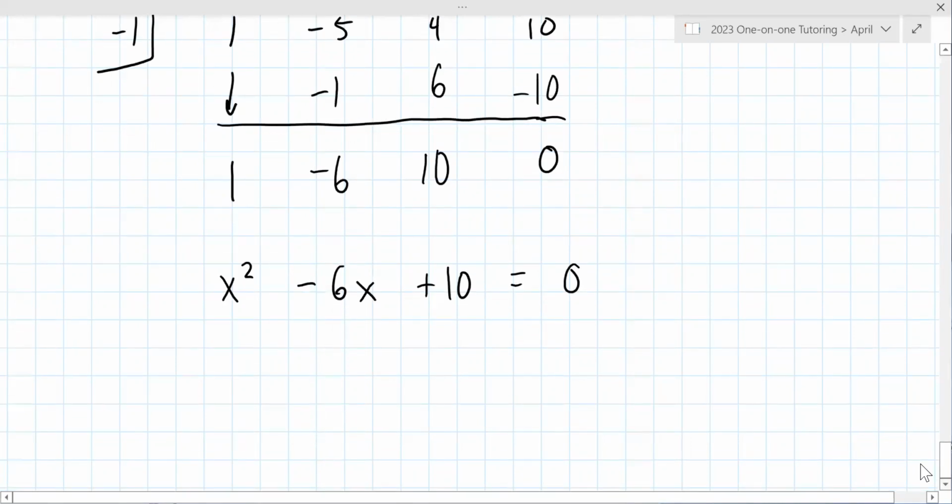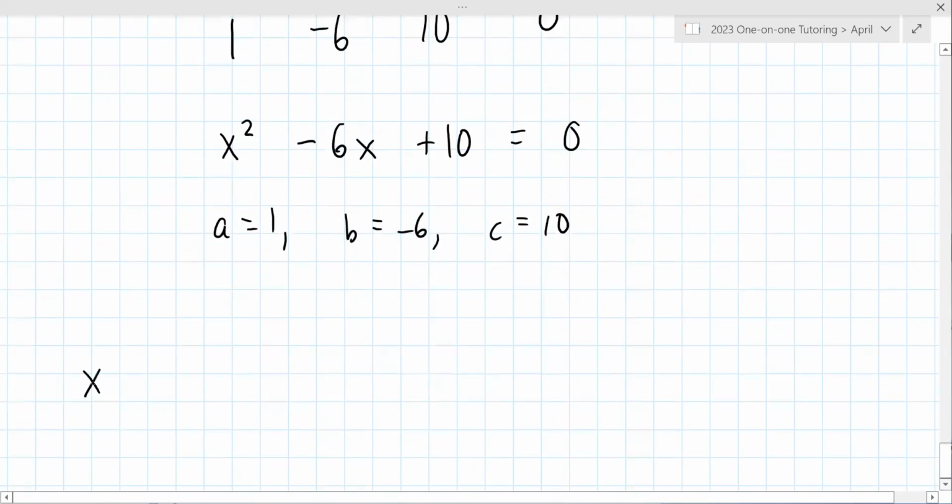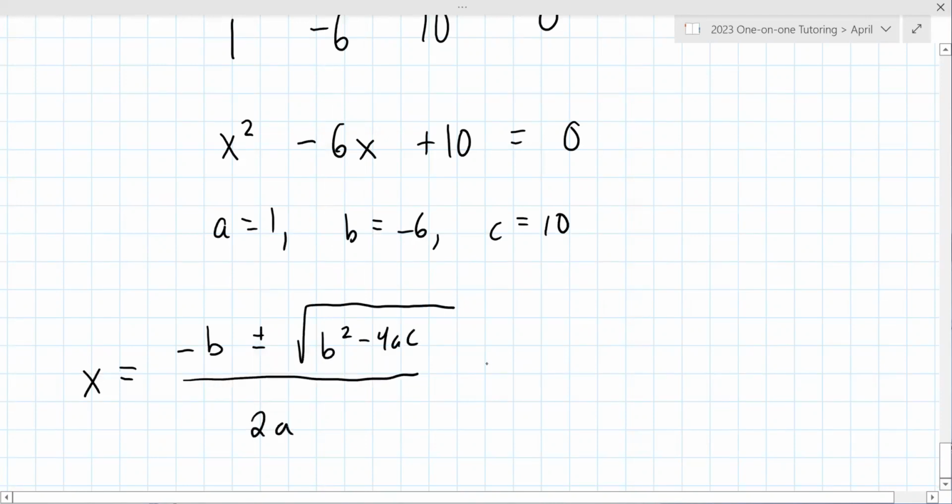Okay. So this is quadratic formula. A equals 1, B equals -6, C equals 10. I'll write it this time here. Minus B plus or minus the square root of B squared minus 4AC all over 2A. So will you do just the part in the root here for me, please? Tell me what you come up with.